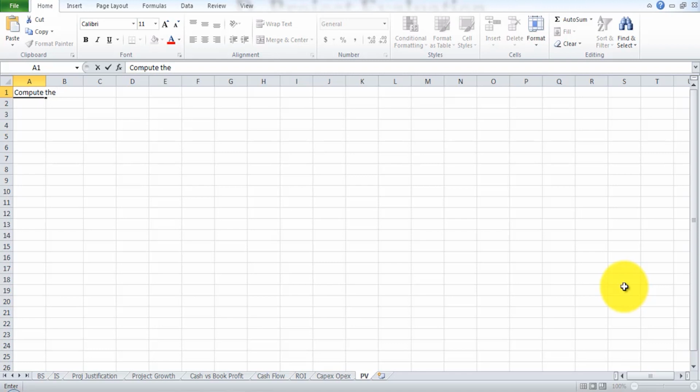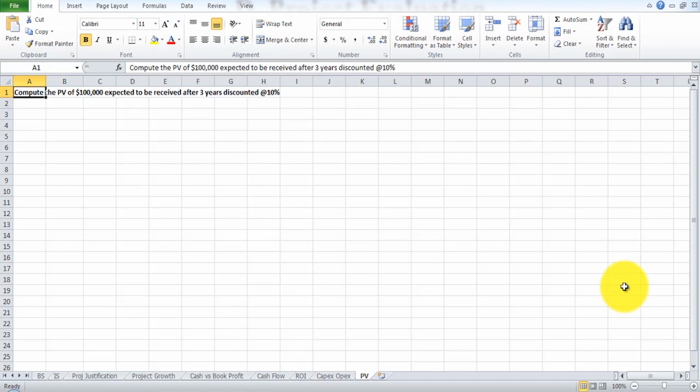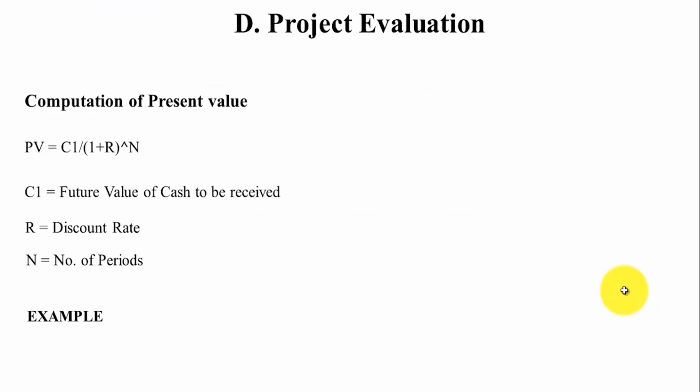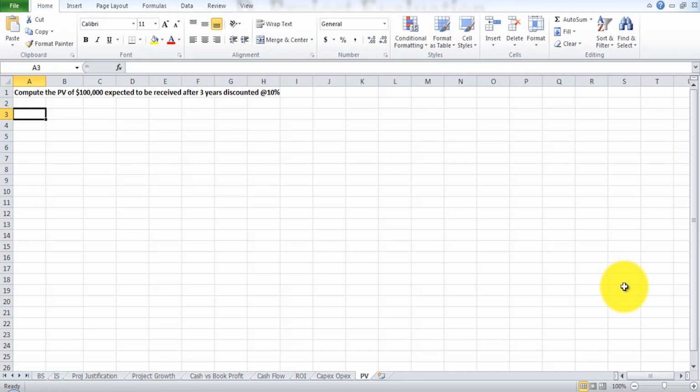Compute the present value of $100,000 expected to be received after 3 years, discounted at 10%. Fine. Now, before you go in depth, let's try to interpret the formula we had used over here. That is the future value of the cash receipts divided by 1 plus the rate of return or discount rate, raised to the power of n.